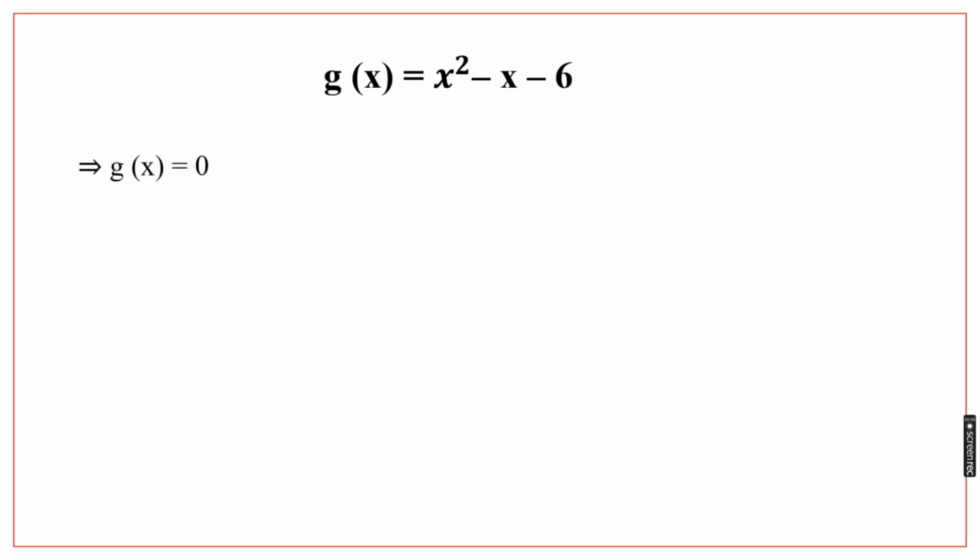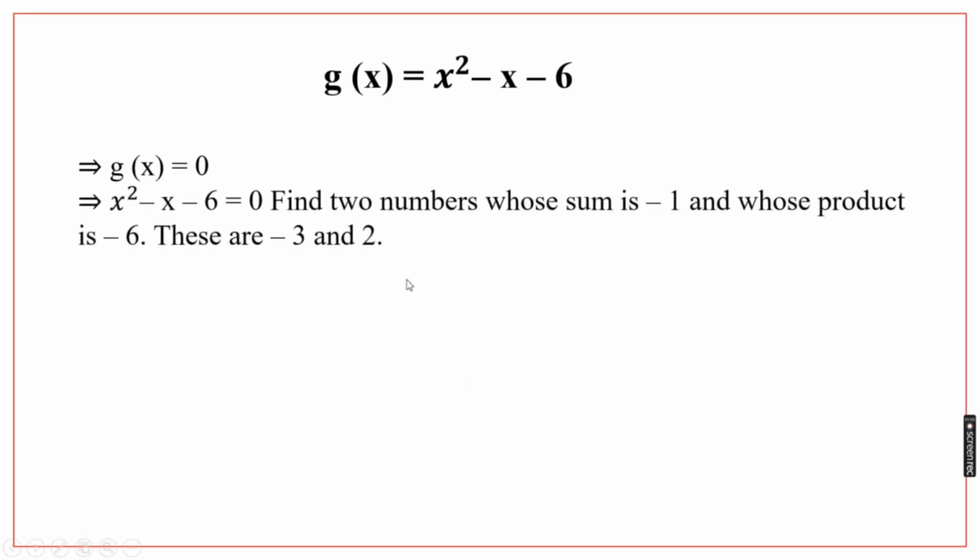Finding the zeros of the polynomial function means that when we insert that value of x into the given function, the function will be 0. So g of x equals 0. This is our starting point. That g of x is x squared minus x minus 6, so x squared minus x minus 6 equals 0.